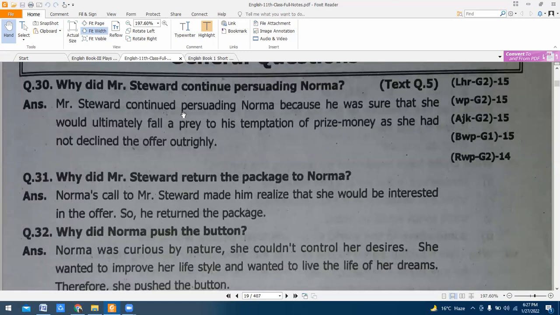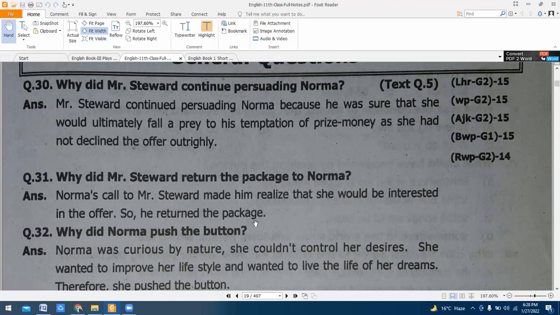Why did Mr. Stewart continue persuading Norma? Mr. Stewart continued persuading Norma because he was sure that she would ultimately fall prey to his temptation of prize money, as she had not rejected the offer outright. Now, why did Mr. Stewart return the package to Norma? Norma's call to Mr. Stewart made him realize that she would be interested in the offer. So he returned the package.